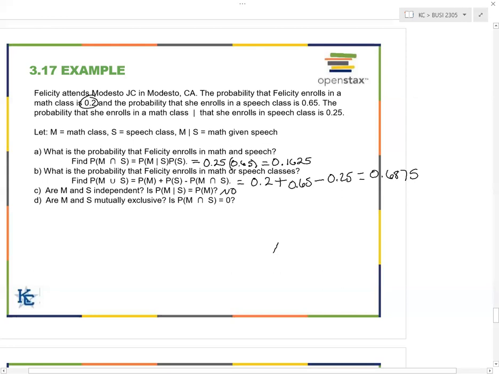Are M and S mutually exclusive? What we're asking is, is M intersect S equal to 0? And we know that it is not. It's equal to 0.1625. So the answer is no.